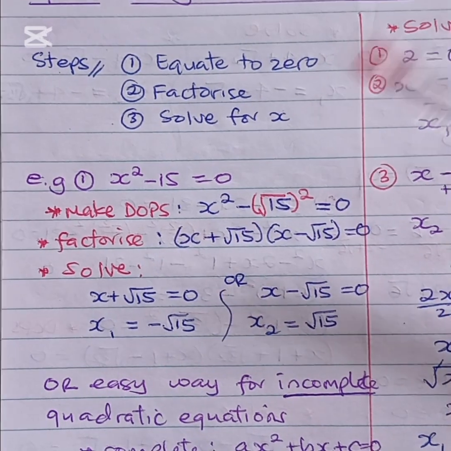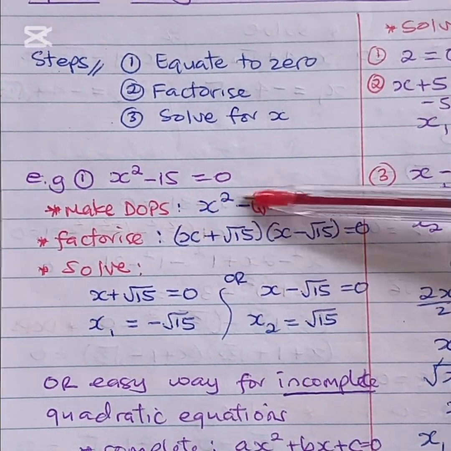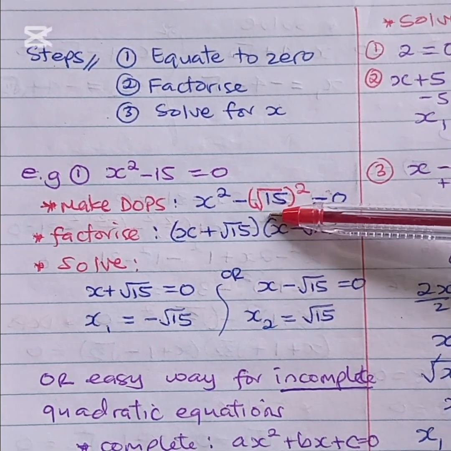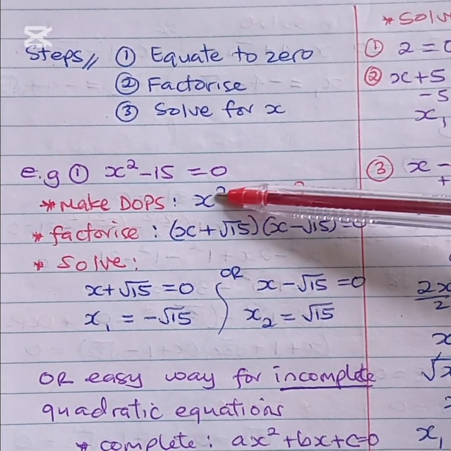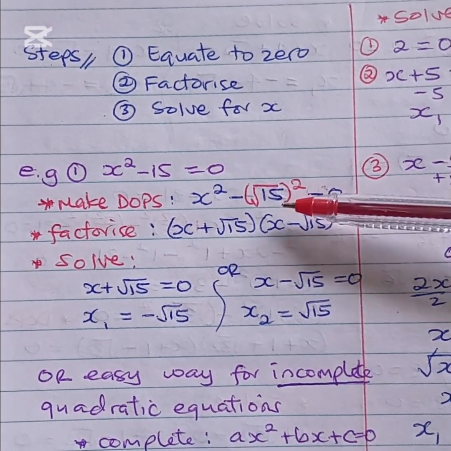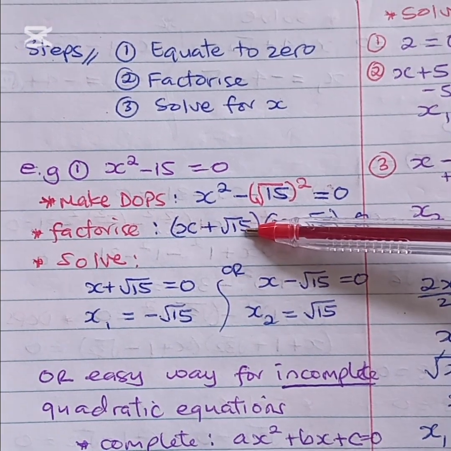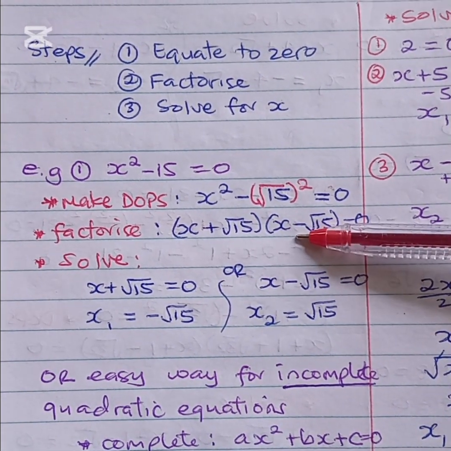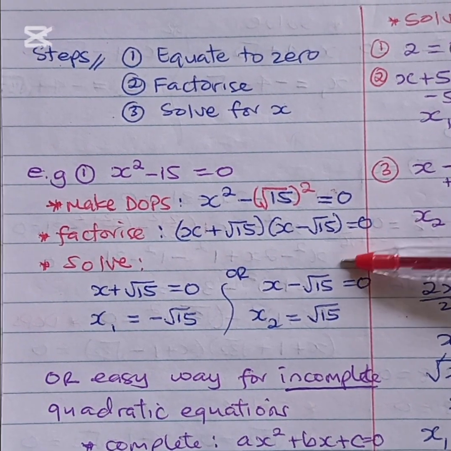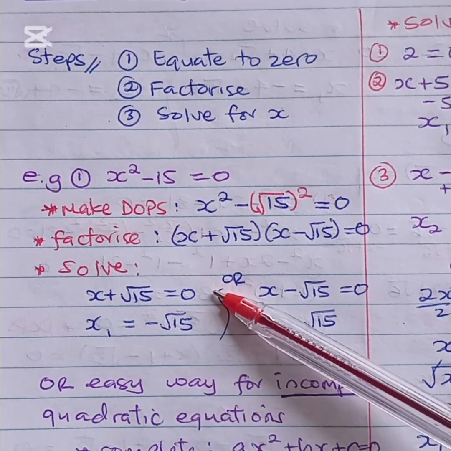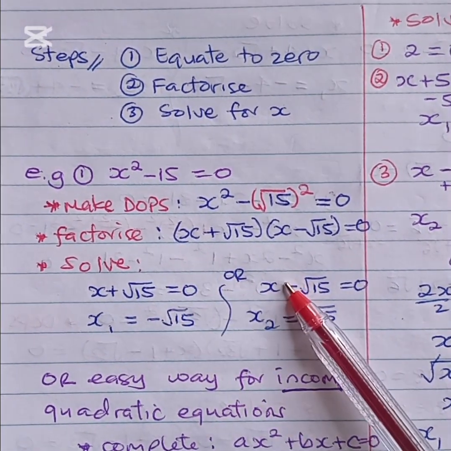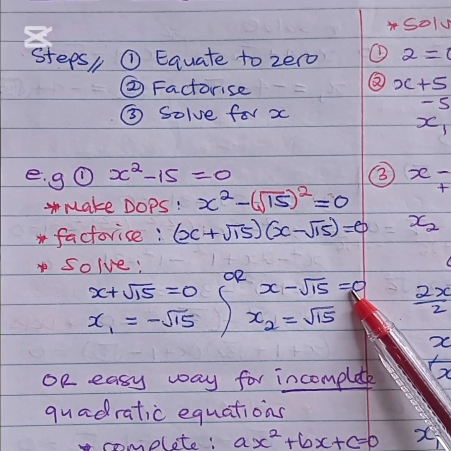Now we factorize, and when we have difference of perfect squares, the factors are the conjugate pairs of their base. So the base of x squared is x, and the base of square root of 15 squared is square root of 15. So one factor is x plus the square root of 15, and the other factor is x minus square root of 15. That is equals to 0. So we now separate the factors. X plus square root of 15 is 0, and x minus square root of 15 is 0.